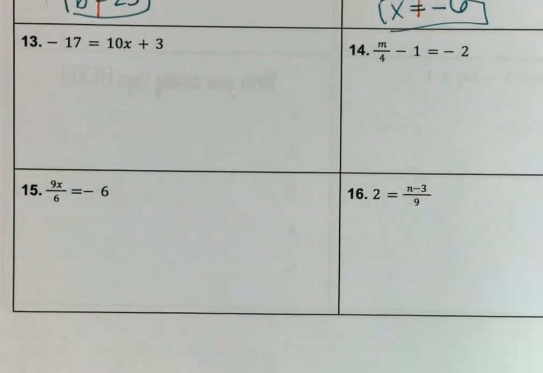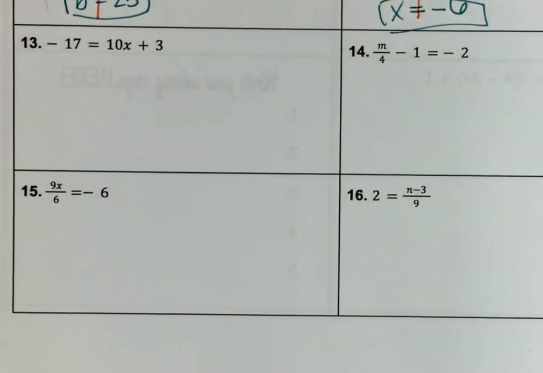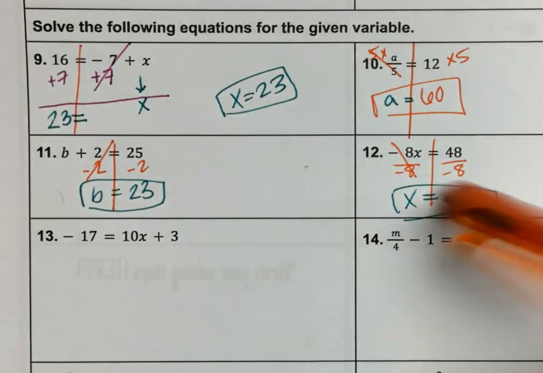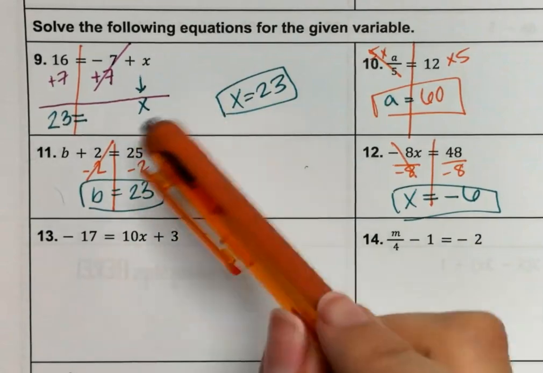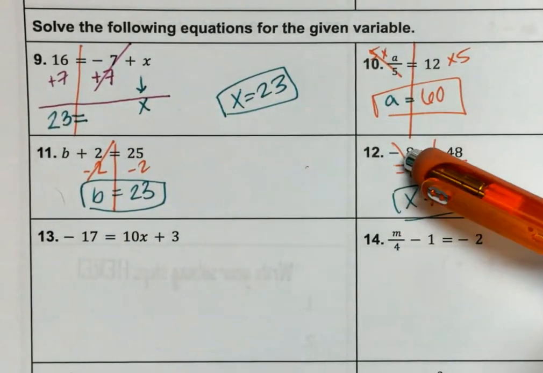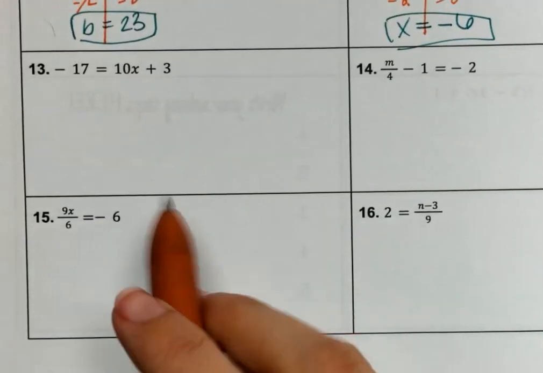Four more problems. We have 13, 14, 15, and 16. So for 13, we are now going on to two-step equations. So numbers 9 through 12 are one-step equations because one thing is happening to my x. It's either just getting divided, just getting multiplied, or just getting added. Here, two things are happening.